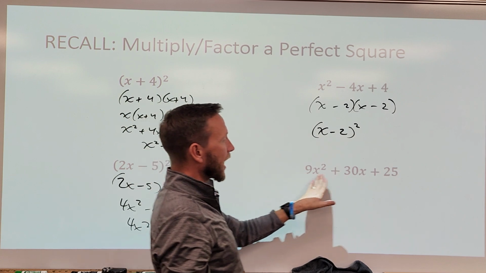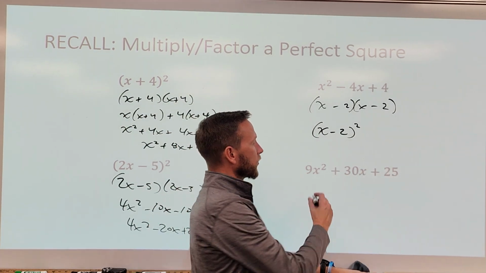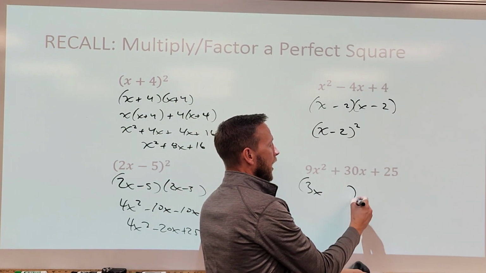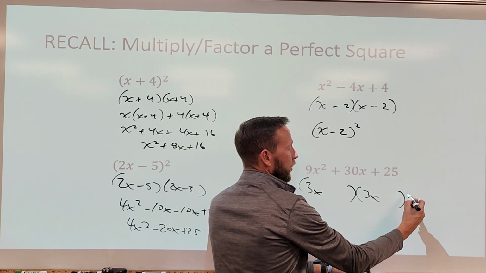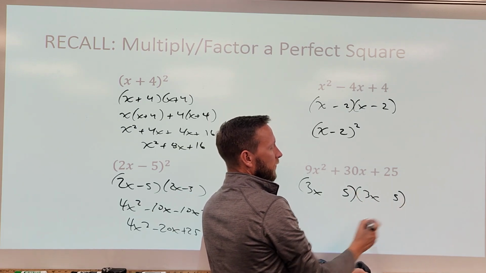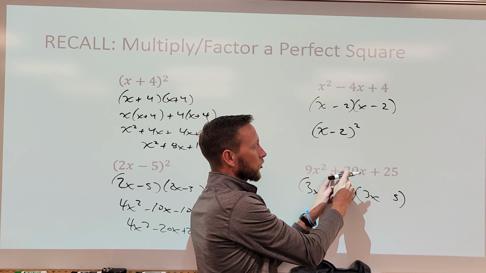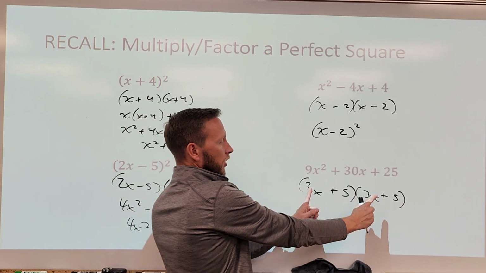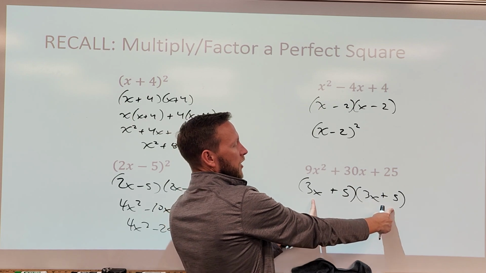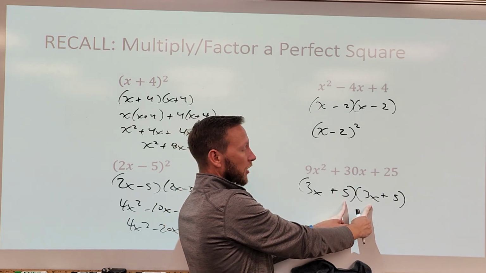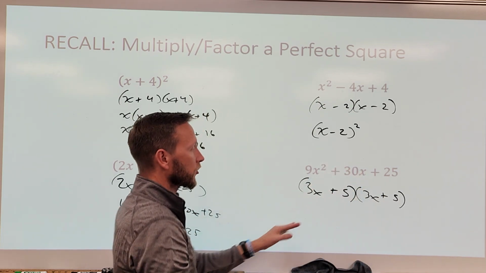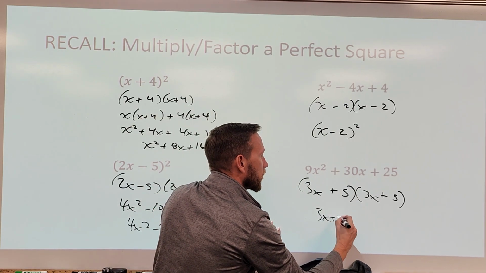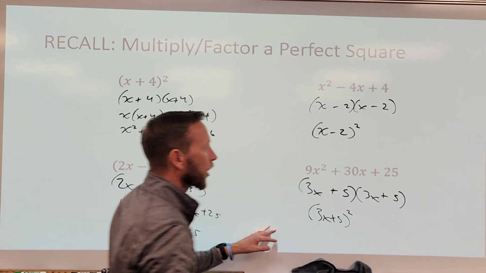Over here, we've got 9x squared plus 30x plus 25. We know that 9x squared is going to be 3x and 3x. We know that the 25 is going to be 5 and 5, and it looks like these are both going to be positive. And so what we have here is 9x squared, 15x and 15x add up to 30x, and then 25. And so what we have is 3x plus 5 quantity squared.